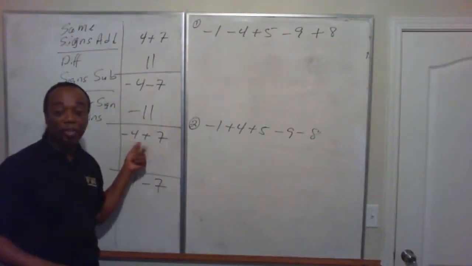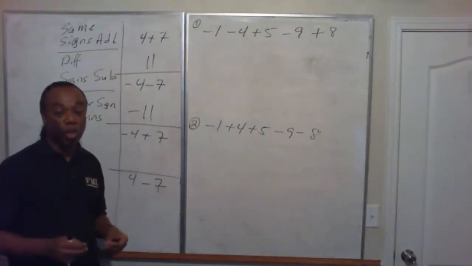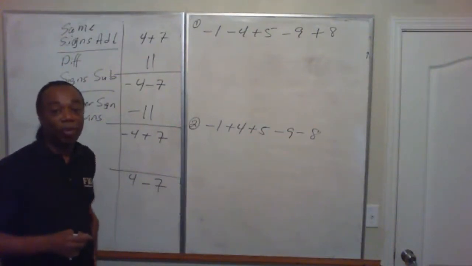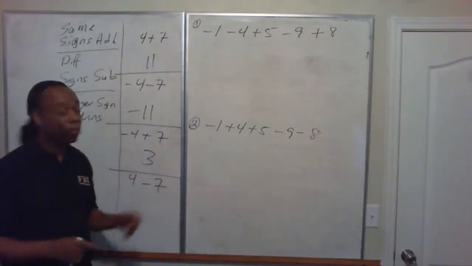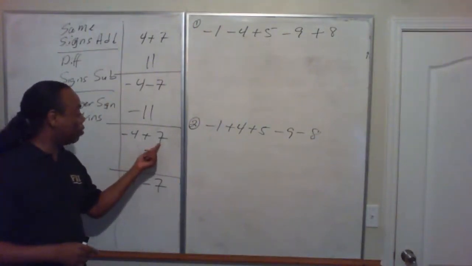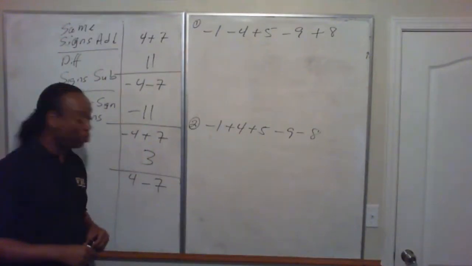Here we have different signs. One is negative, one is positive. If it's different signs, we're going to subtract. So 7 take away 4 is 3. Furthermore, the bigger sign wins. 7 is bigger, and his sign wins. So that's going to be a positive 3.